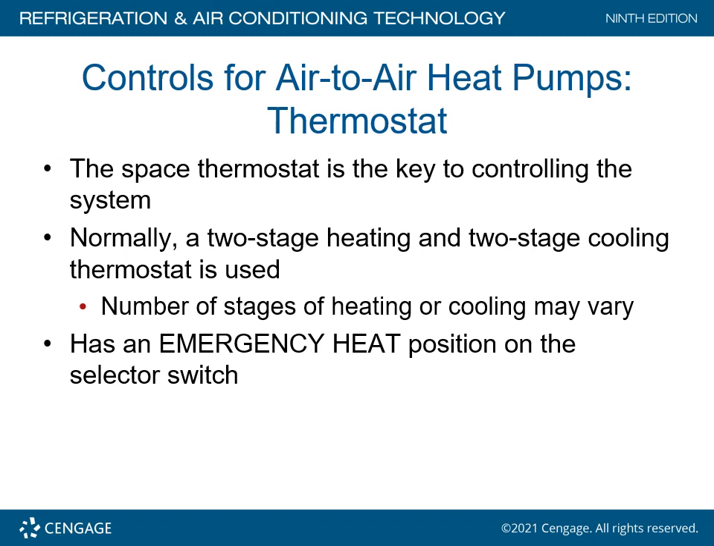Controls for the air heat pump thermostat. The space thermostat is the key to controlling the system. Normally a two-stage heating and a two-stage cooling stat is going to be utilized. The number of stages for heating and for cooling may vary. Must have an emergency heat position on the selector switch. Most of the thermostats today are digitally designed. When you're putting in a heat pump system, make sure that the thermostat you're installing has the ability to have a separate emergency heat or auxiliary heat switch available to the customer, so that they can utilize that heat in the event that the heat pump, for whatever reason, fails to work properly.